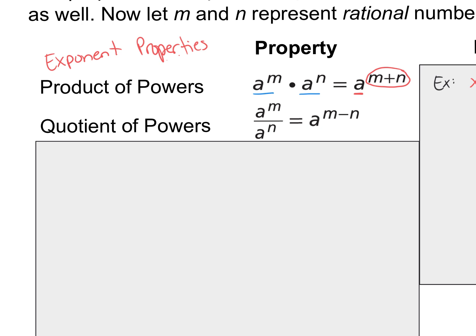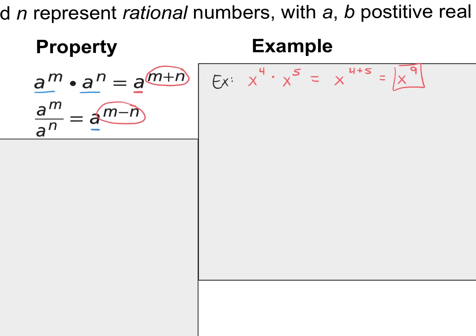Okay? What do you notice about these two terms? What's the same about them? The base is the same. Okay, so same thing. We keep our base. This time, what are we doing with the exponents? We're subtracting. Okay, so multiplication, we're adding the exponents. Division, we're subtracting the exponents. See the relationship there?